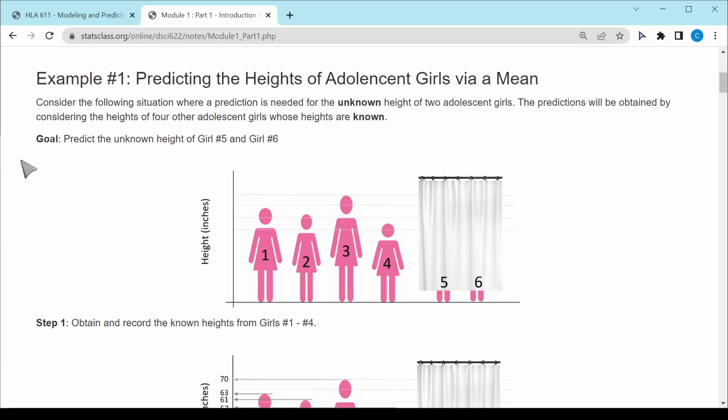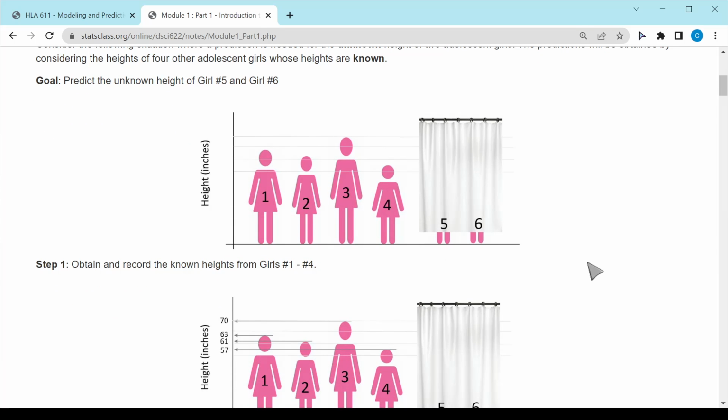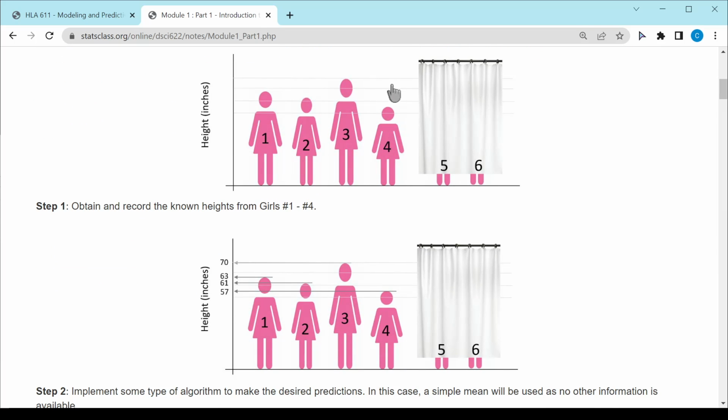Consider the situation where a prediction is needed for the unknown height of two adolescent girls. The predictions will be obtained by considering the heights of 4 other adolescent girls, whose heights are known. So I'm trying to make predictions for these 2 young girls that are behind the curtain here, labeled girl number 5 and girl number 6. In order to help me make those predictions, I'm going to use information from 4 other adolescent girls.